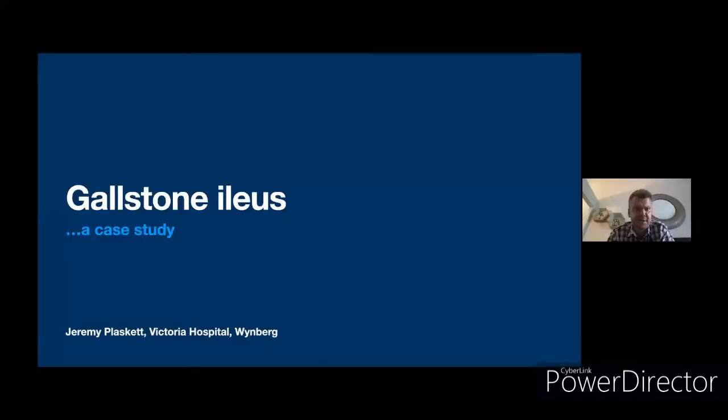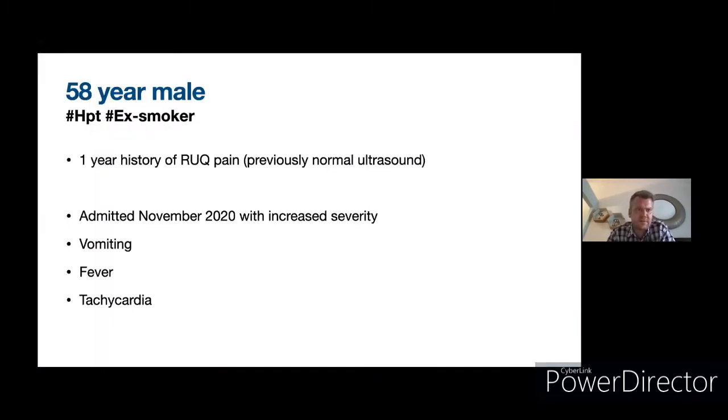Thank you, Professor Thomson. Hi, everyone. To set the stage for Professor Thomson's talk on air in the biliary tree, I'm going to present a case which we had at my hospital last year. It was a 58-year-old male known with hypertension, also an ex-smoker, who presented to our emergency center with a 1-year history of chronic right upper quadrant pain. He had actually had an ultrasound the year before, which was reported to be normal. He was then admitted in November of last year with increased severity of the same pain, as well as vomiting, fever, and a tachycardia.